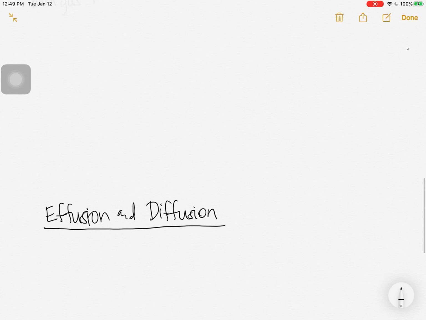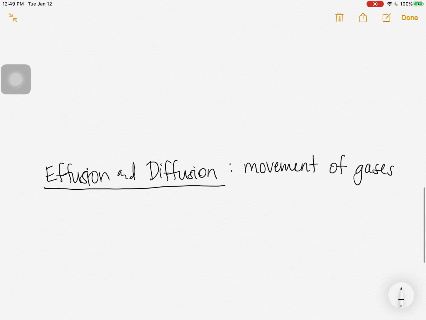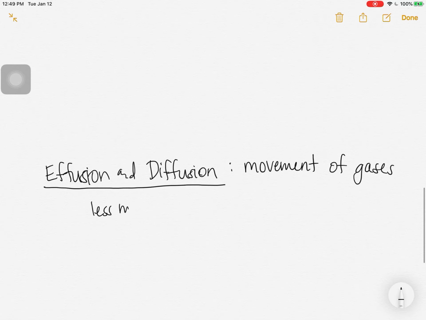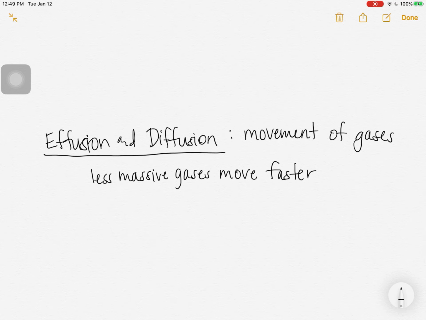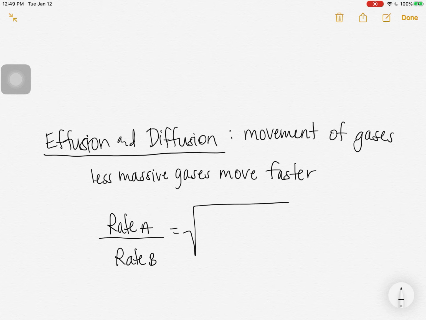Okay, and then we have the idea of effusion and diffusion, which is a discussion of the movement of gases. We know that less massive gases move faster, but we've also learned that the bigger discussion is how much faster, and that's where this formula comes in. This is the rate of gas A over gas B is equal to the square root of the inverse of their molar masses.